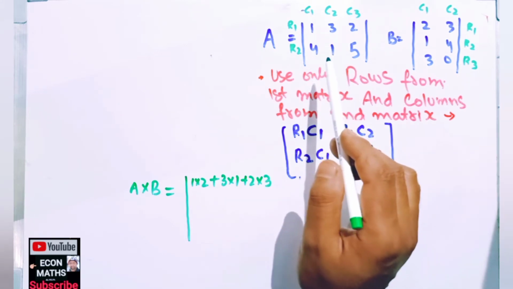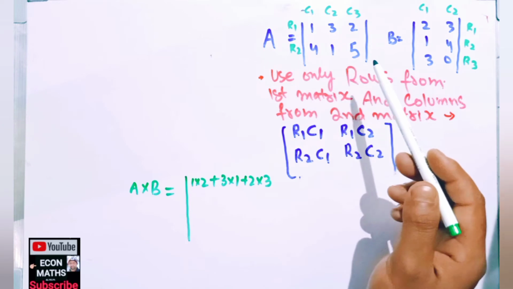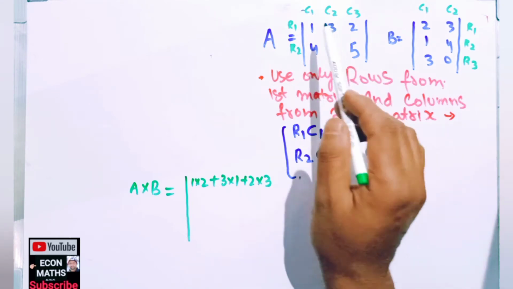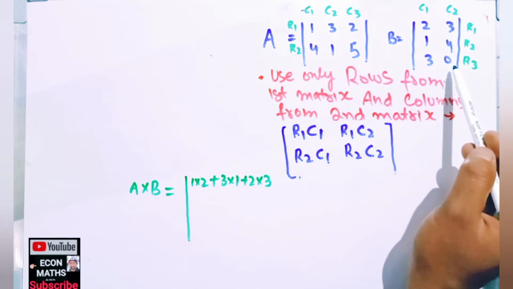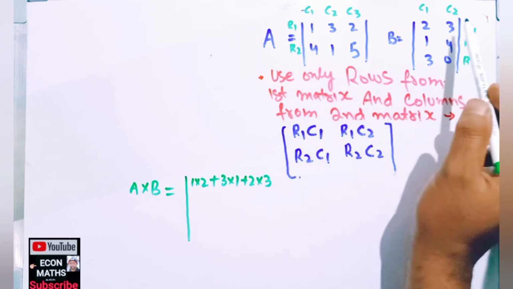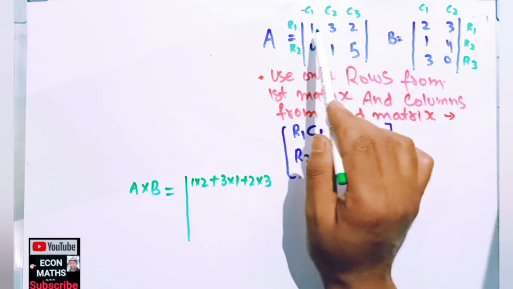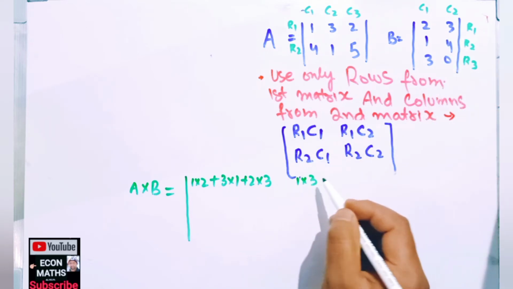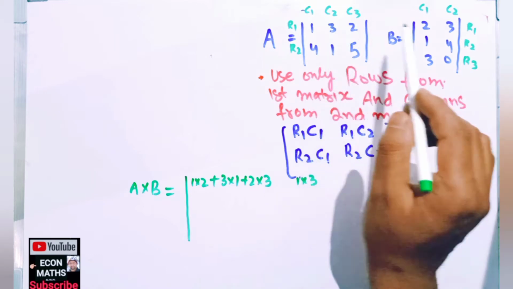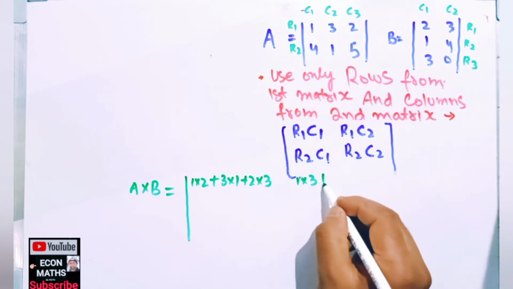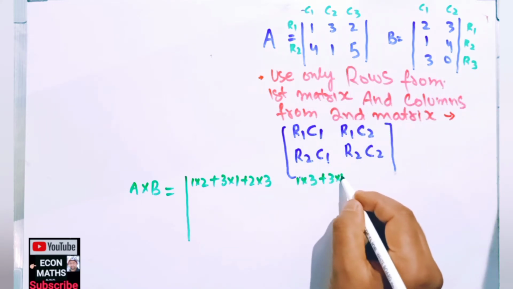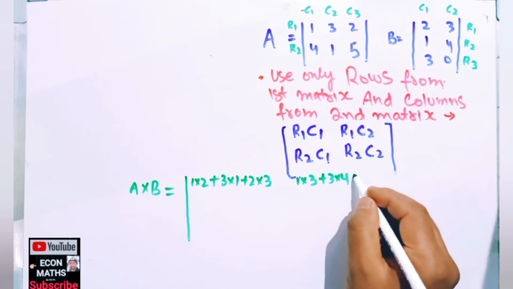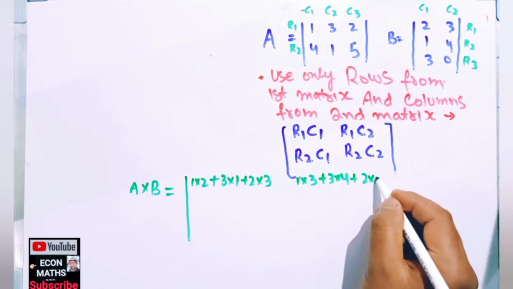Similarly, I will take row 1 and column 2. So row 1 will be multiplied with this column 2. This is 1 into 3, now 3 into 4, and 2 into 0.